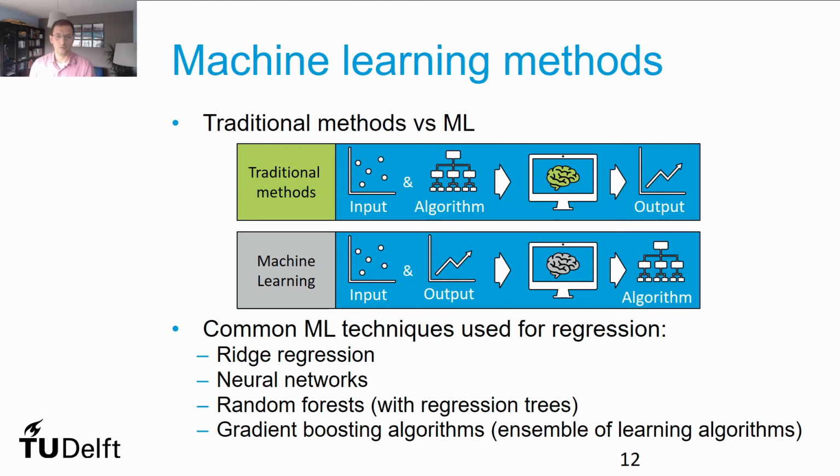And we can use many techniques. There are many available machine learning techniques. We're going to discuss here the ridge regression and the random forest, but we can also have a look into neural networks or, for instance, gradient boosting algorithms, which combine a set of learning algorithms together.